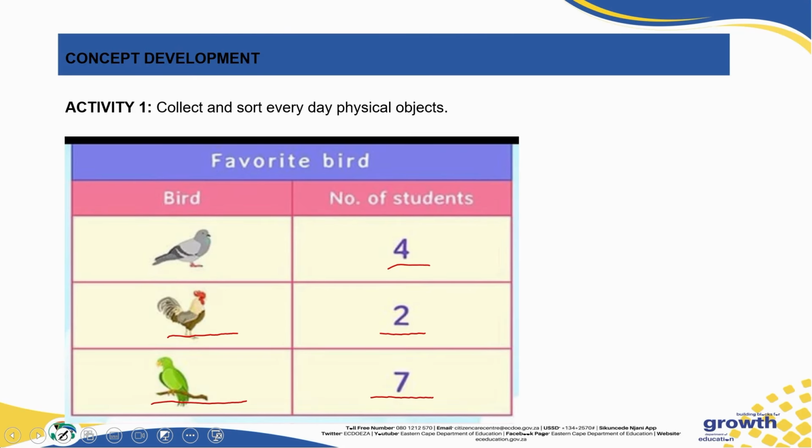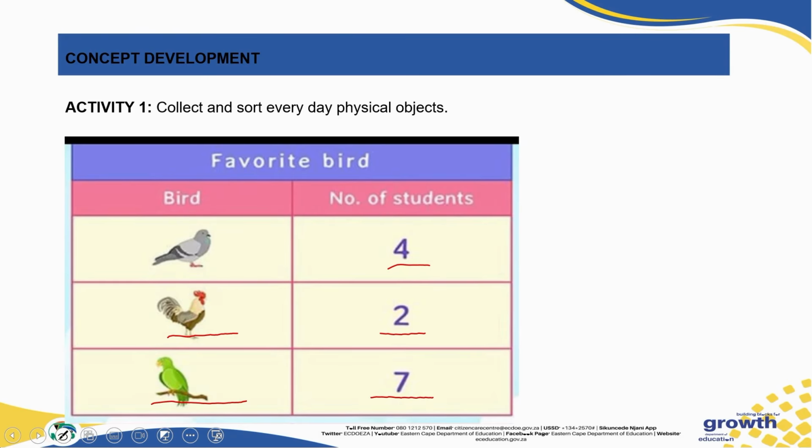Now, let us go to comparing these numbers. Who can tell me which birds are the least? You are correct. The roosters are the least. Remember, there are only 2 students who collected roosters. Okay, grade ones. Tell me now, which birds do they like the most? You are correct. They have collected the parrots because parrots are 7 now.